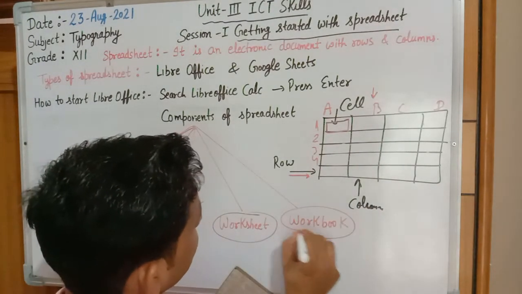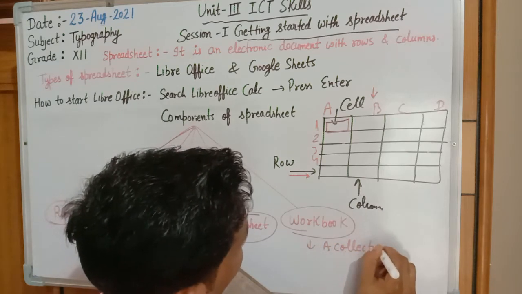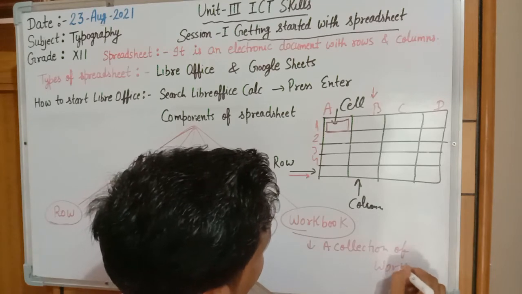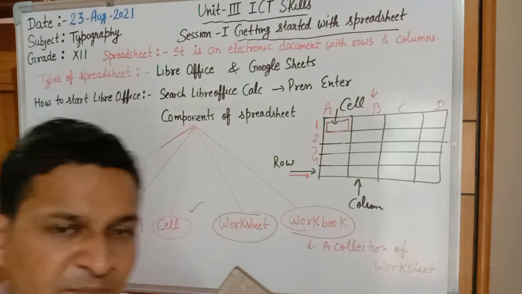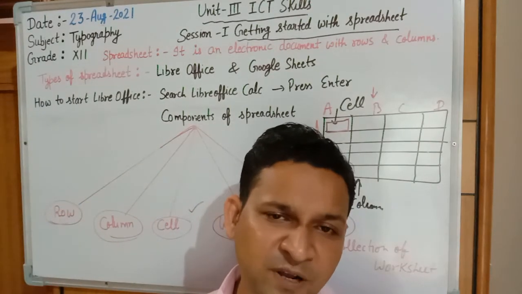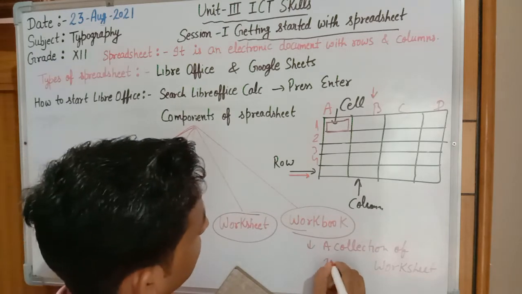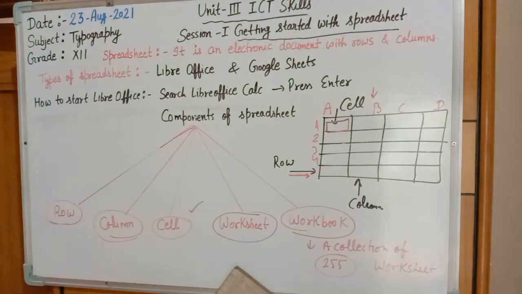Now what is a workbook? A workbook is a collection of worksheets. It means in one workbook more than one worksheet will be there. As per the Excel example, by default there are 3. As per the Excel example, the maximum worksheets in one workbook can be 255. So this is about Session 1 of your ICT skill.